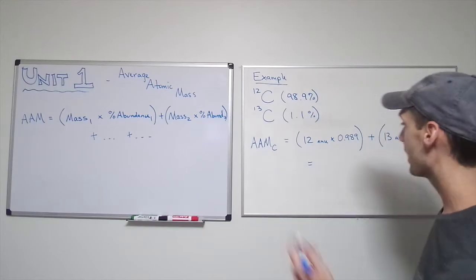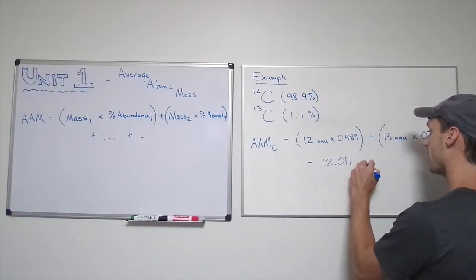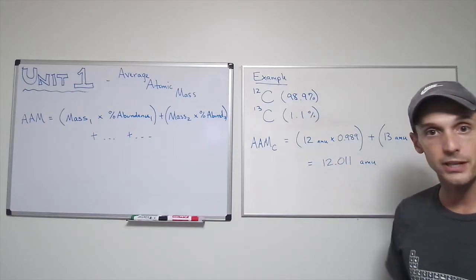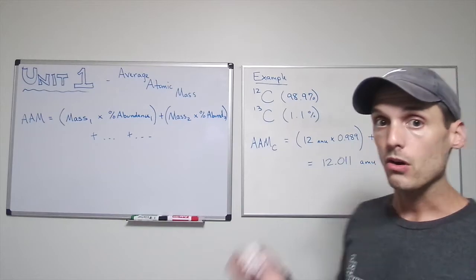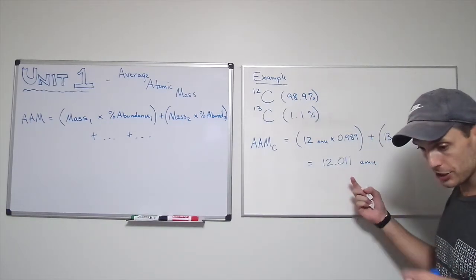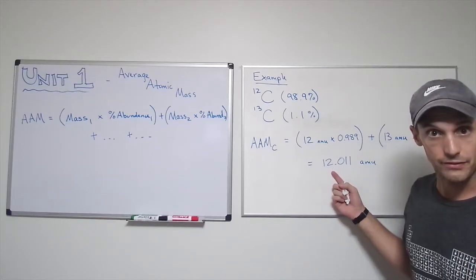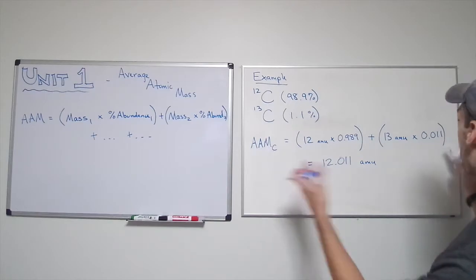So if you plug that in, you'll get something around 12.011 AMU, and if you look on your periodic table, you'll see that number, which means on average, every carbon atom that you find in nature, in the universe, on average, will have that mass, okay? So that's a pretty simple example.